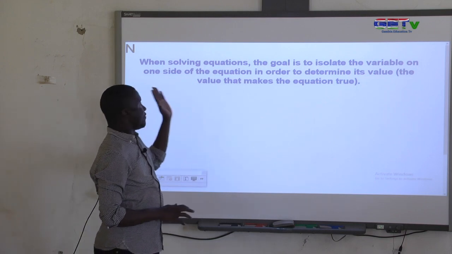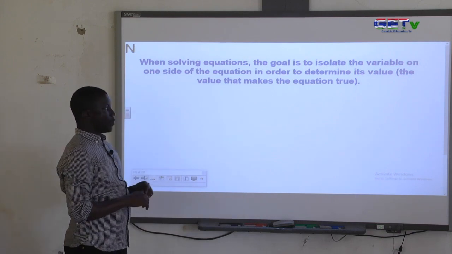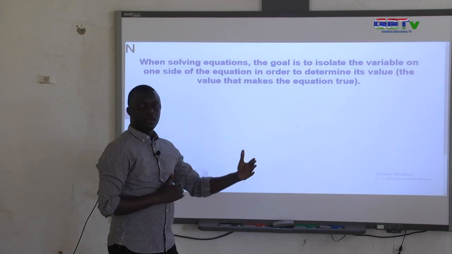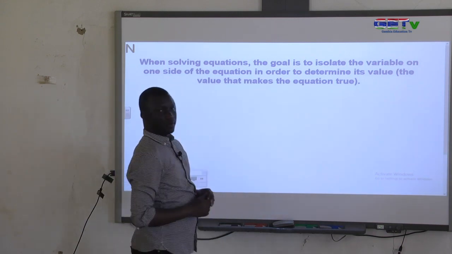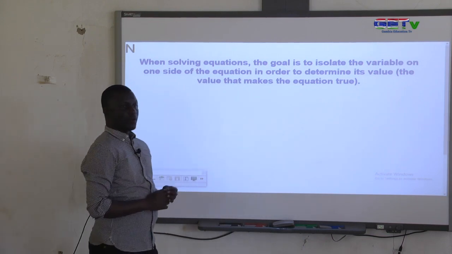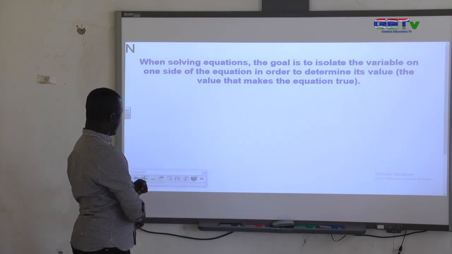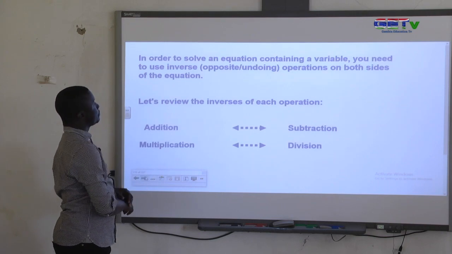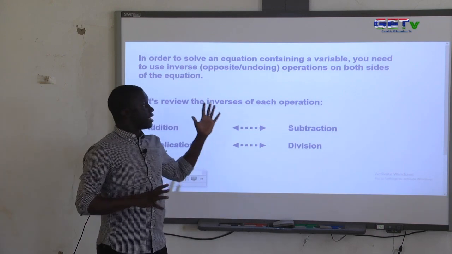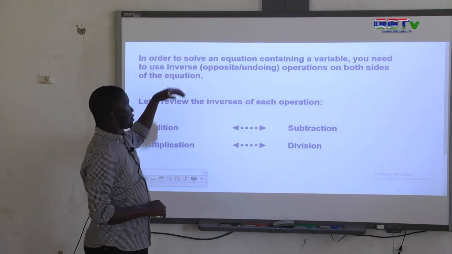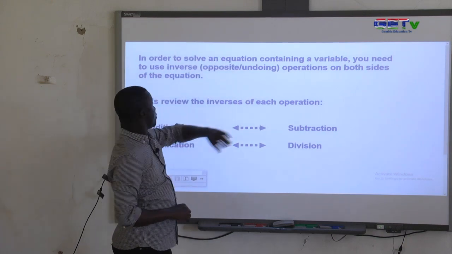Now, here's an instruction. When solving equations, the goal is to isolate the variable on one side of the equation. The variable must be alone on one side of the equation in order to determine its value. For us to know the value of the variable, we must make sure the variable is on one side of the equation. Now, in order to solve an equation containing a variable, we need to use the inverse, that is the opposite, or the undoing operations on both sides of the equation.